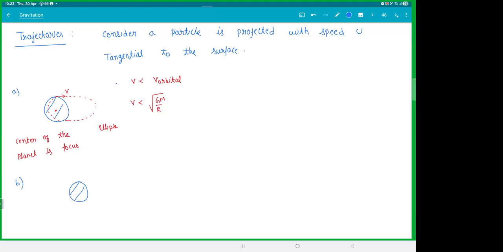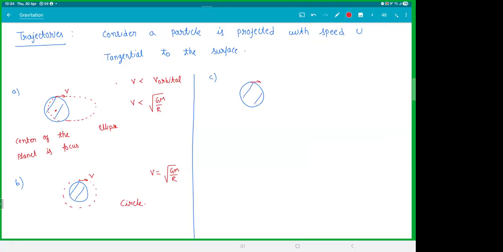So if you launch this with a speed of v, and if v is equal to root GM by r, you actually go in a circle. So depending on the speed, your shape changes. We don't have it in the portion, but if you use polar coordinates, you can prove the eccentricity of the curve using the velocity. For different velocities, you get different eccentricity.